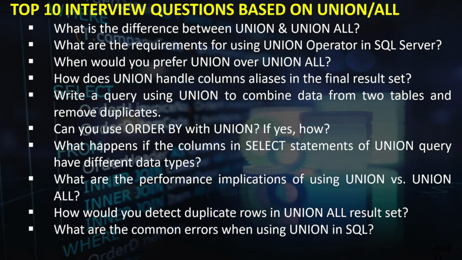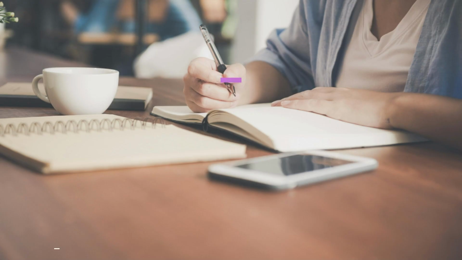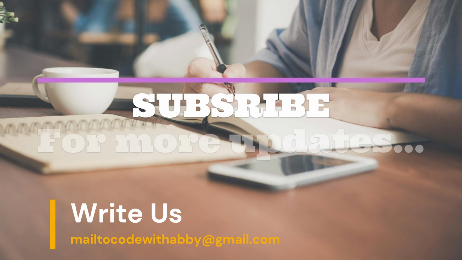What are the common errors when using union? If you have a different data type in the sequence, then it will give you an error. If you have, let's say, 1 column missing, then it will give you an error, which I have already demonstrated in today's session. I hope that the concept of union and union all which I have discussed with you is pretty much clear.